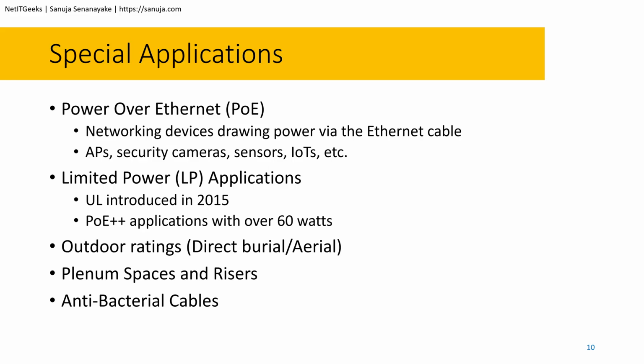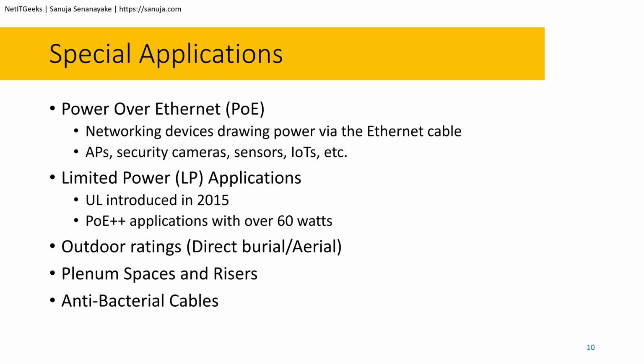So let's discuss power over Ethernet. PoE, or power over Ethernet, is a type of networking where devices draw power via the Ethernet cable. Either you are using PoE injectors on the other end, or you have a switch that is capable of supplying the power through the port itself. Those devices include access points, security cameras, sensors like security sensors, and IoT devices, meaning Internet of Things devices. Those include things like humidity detectors and temperature detectors. IoT devices also include the lights that turn on when you walk into the space, for example. So those kinds of things, etc.